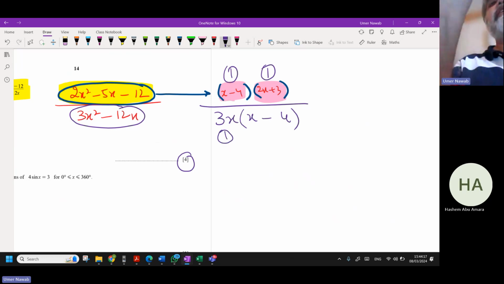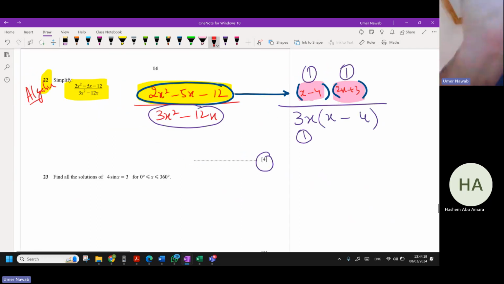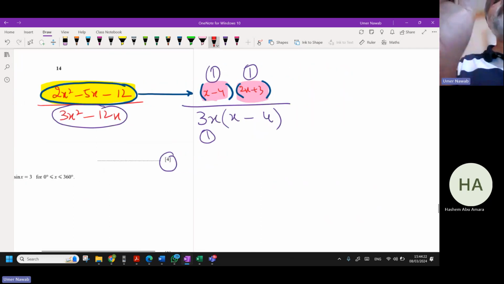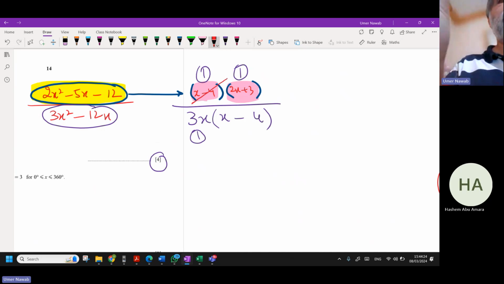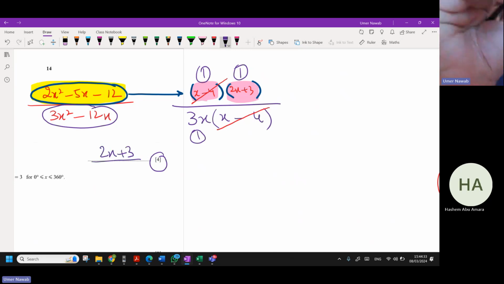Now, 1 mark for cancellation, because that's why he used the word simplify, because there should be some factor which is common up and down that should be cancelled. X minus 4 has to be cancelled, and my final answer is 2x plus 3 is left on the top, and 3x is left in the denominator. That's the final answer you should have written.